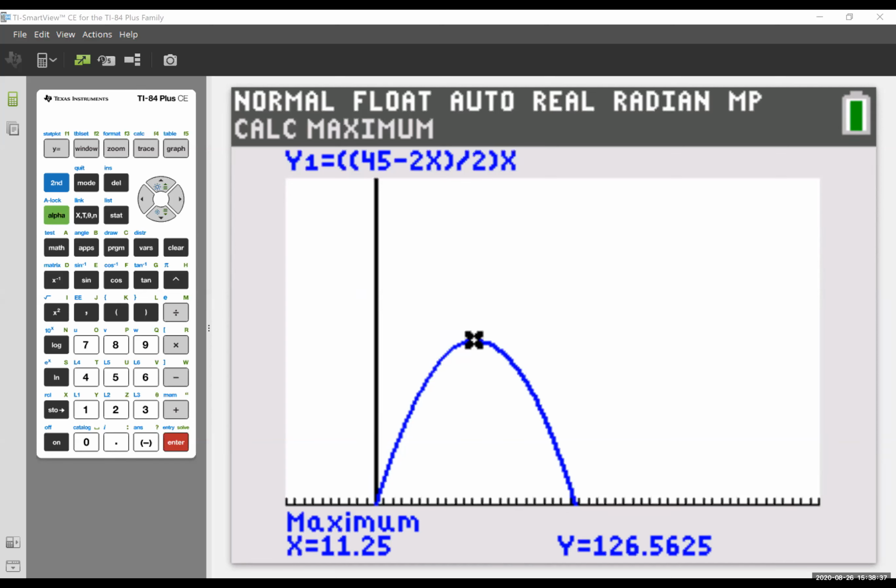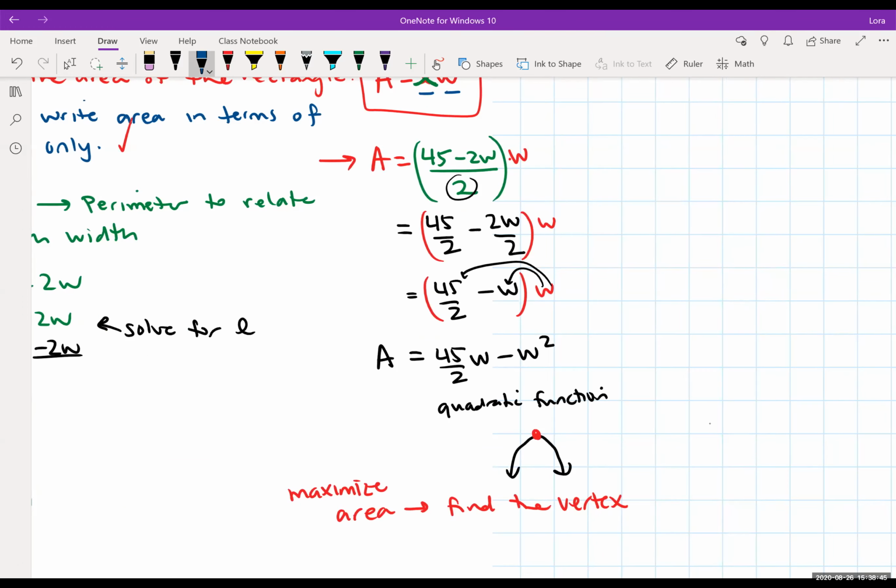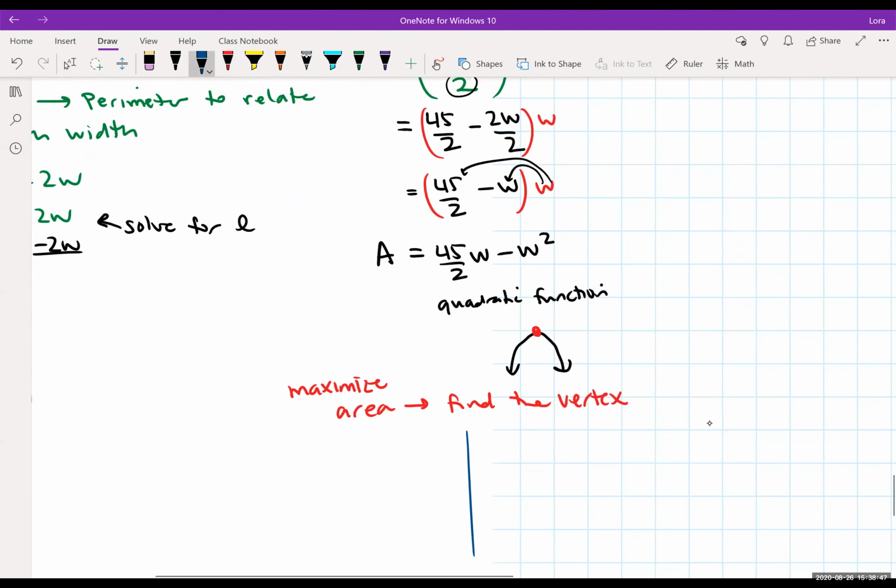And we do have a quick sketch if that's something that you're interested in. Kind of a quick sketch if you'd like to. Something on the line of this. And again, there's that vertex. So we figured out that the vertex was 11.25.